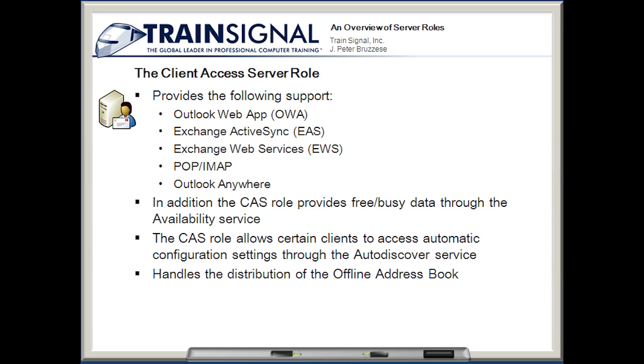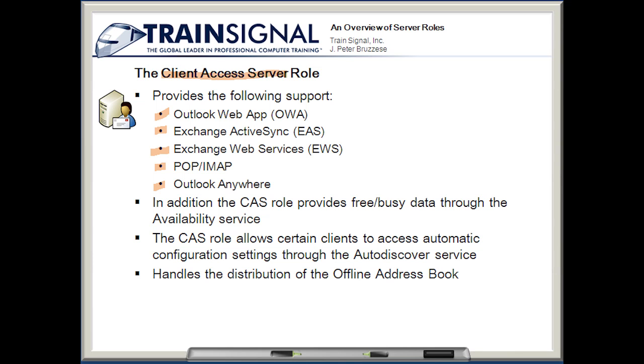The next role we want to discuss is the Client Access Server role. Now, we could easily just go through this and say the Client Access Server role provides Outlook Web App, Exchange Active Sync, Exchange Web Services, POP and IMAP services, Outlook Anywhere, but really, that's assuming that you know what all of these features are. If you do, then you know that the Client Access Server role is incredible. If you don't, then you're probably missing out on what the Client Access Server role really provides. So let's start at the top.